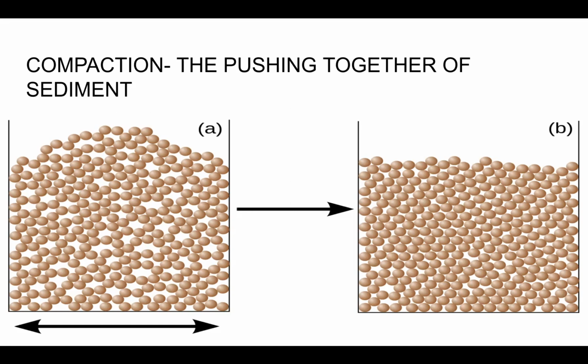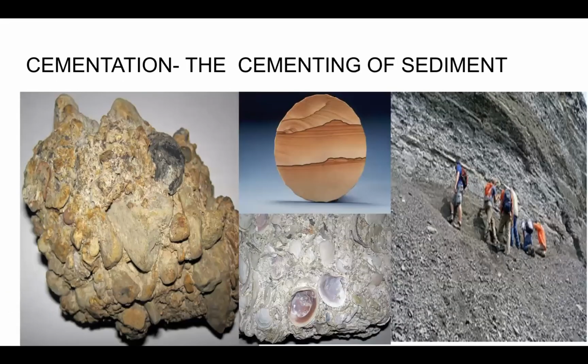So after compaction, we have cementation. Water, which is the universal solvent. You learned that also in fourth grade when you learned the properties of water. Water can dissolve more things than anything else. A lot of minerals will dissolve in water, and the water solution with the minerals can go in all those little tiny cracks. When the water evaporates, it leaves the minerals behind.